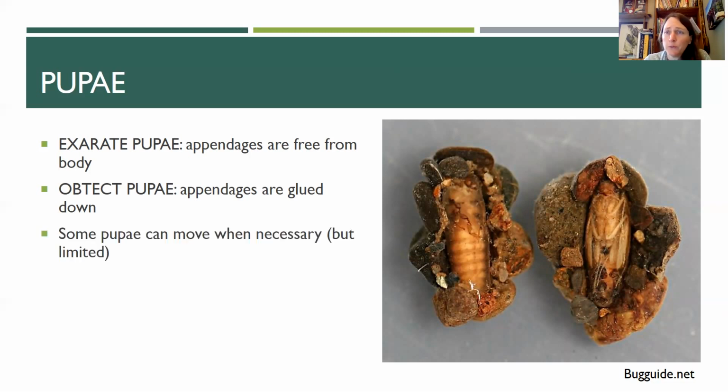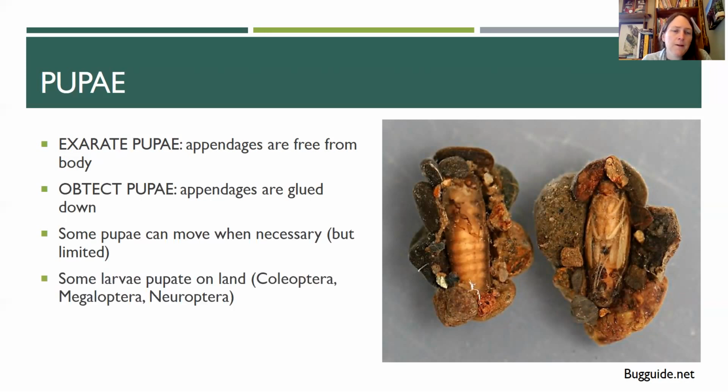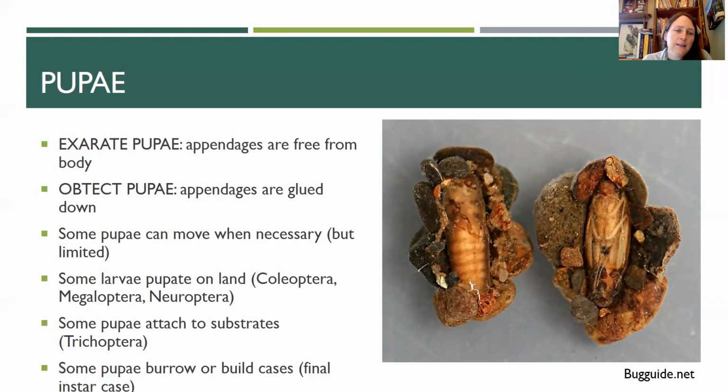Some pupae can move when necessary, but their movements are very limited. So they can kind of wriggle or shiver. They can move a little bit, but they can't really get away. So the pupal stage is often quite prone to predation. Some larvae will crawl out and pupate on land, so some beetles, megalopterans, and neuropterans. And some pupae attach to substrates, like was shown here in these rock cases for trichopterans. And then some pupae will burrow down into sediments or build cases for their final instar stage.